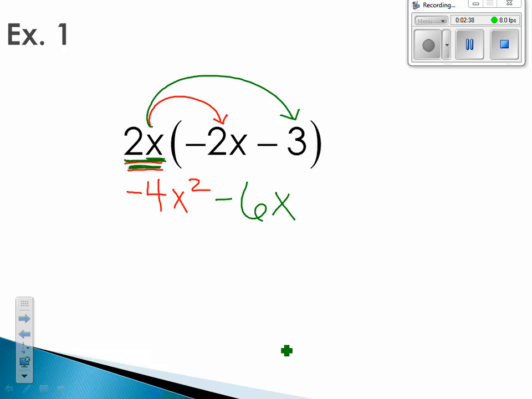Then before I say I'm done, I just make sure I don't have any like terms. I have a negative 4x squared, and then this one is just x to the 1, so no like terms. So my final answer is right here: negative 4x squared minus 6x.